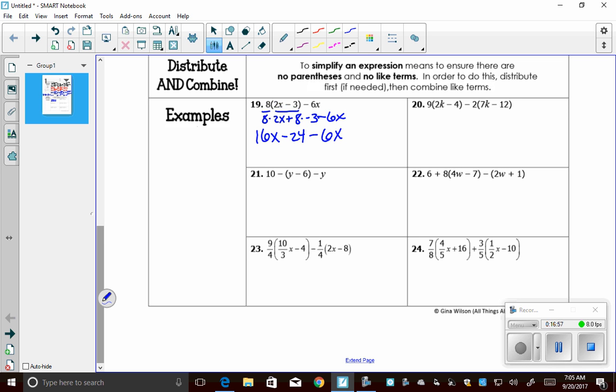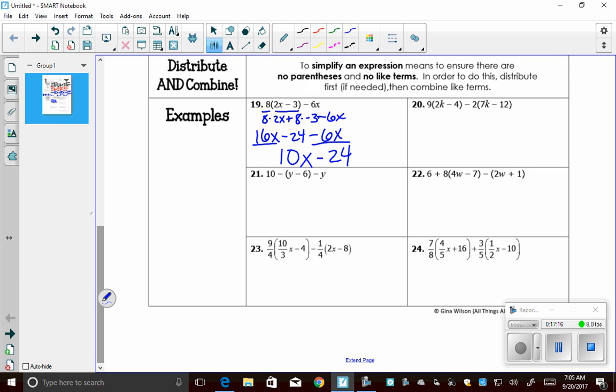So now we're combining like terms, so we have to find, okay, what are like terms? 16x, negative 6x. 16 minus 6 gives me 10x minus 24. And that is your final answer.